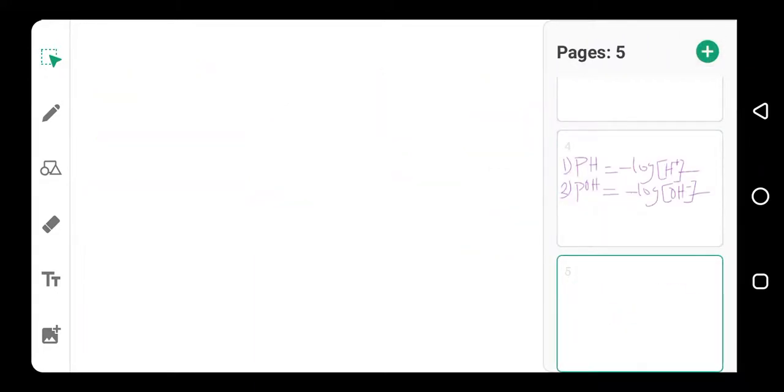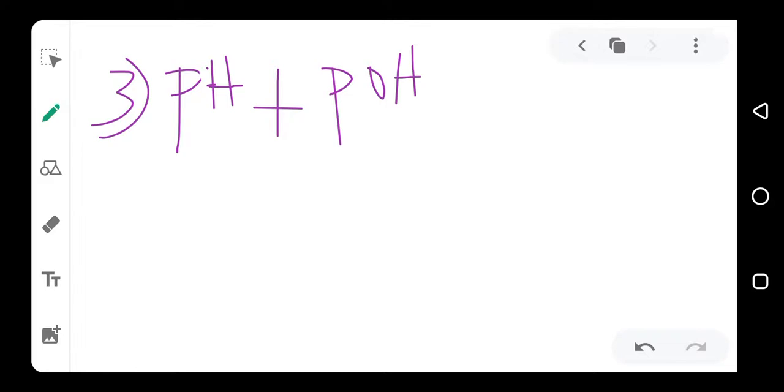Then the next thing to know, number three, is that the value of pH and the value of pOH, the sum of them always gives us 14. The sum of pH and pOH always gives us 14. So if we know the value of pOH, we can get the value of pH by adding the two of them and equating them to 14.